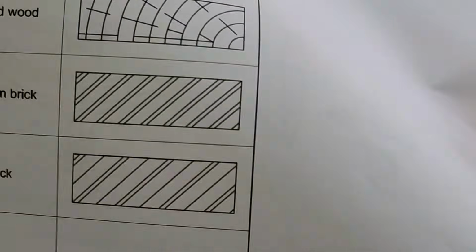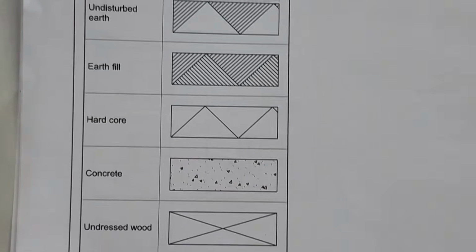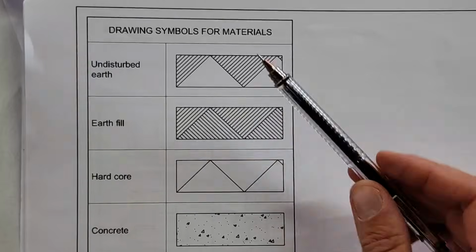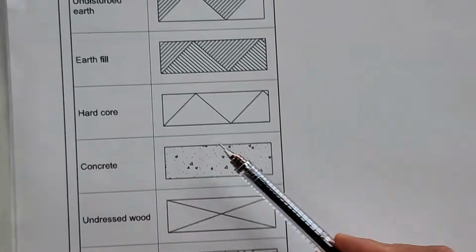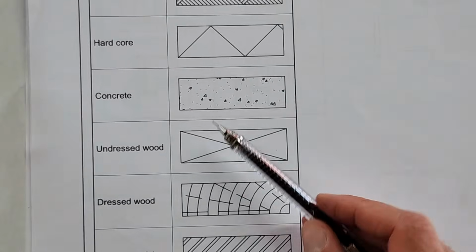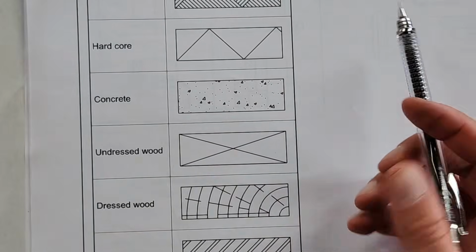On the last page in civil is specified, sorry about that, the different materials and how you indicate them. Of course, undisturbed earth, the earth fill here, hardcore. Some variations in this will be accepted come the final. Of course, this is the SANS. You're going to draw this in freehand.